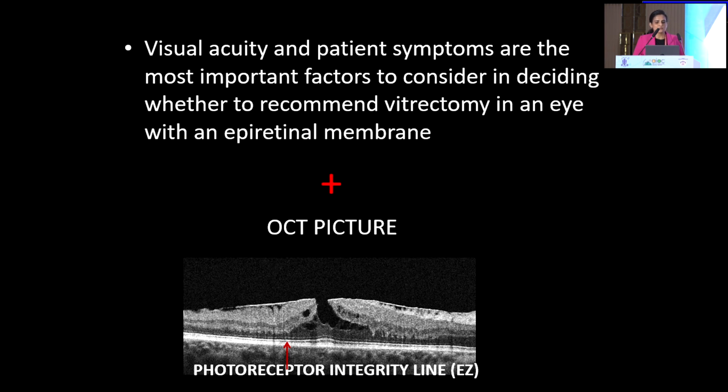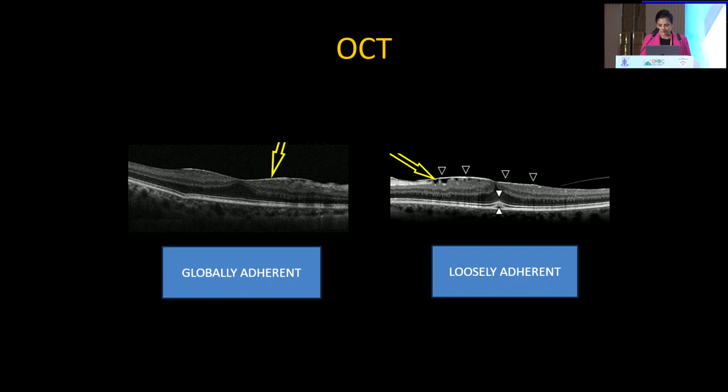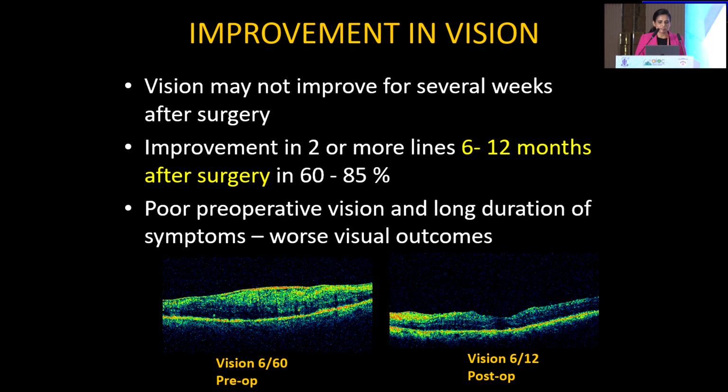Now, visual acuity and the patient's symptoms are the most important factors to consider in deciding whether to recommend vitrectomy in an eye with an epiretinal membrane. So there may be patients who have a thick membrane, but if they're maintaining good vision, you can leave those patients alone. And the OCT picture is important to prognosticate. So if you see the ellipsoid zone is intact, those are the patients who will get a favorable outcome after surgery. So these membranes can either be globally adherent or loosely adherent.